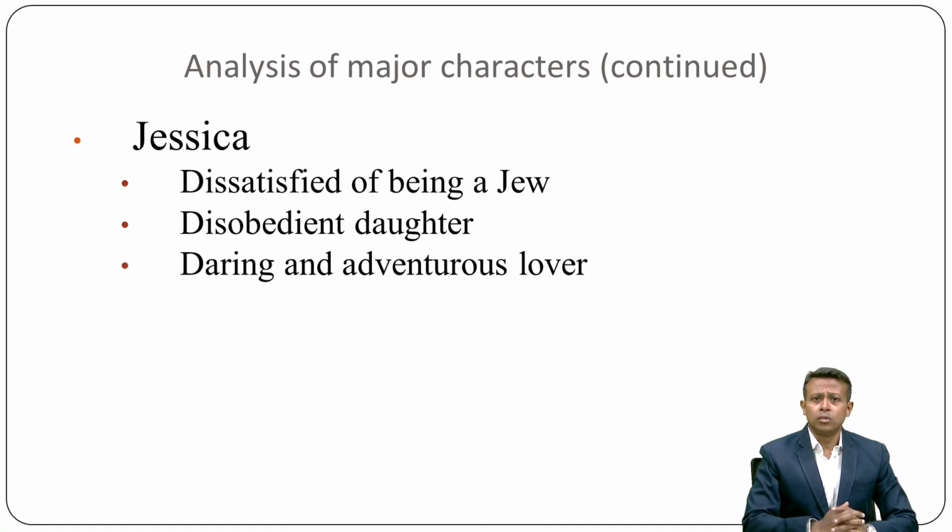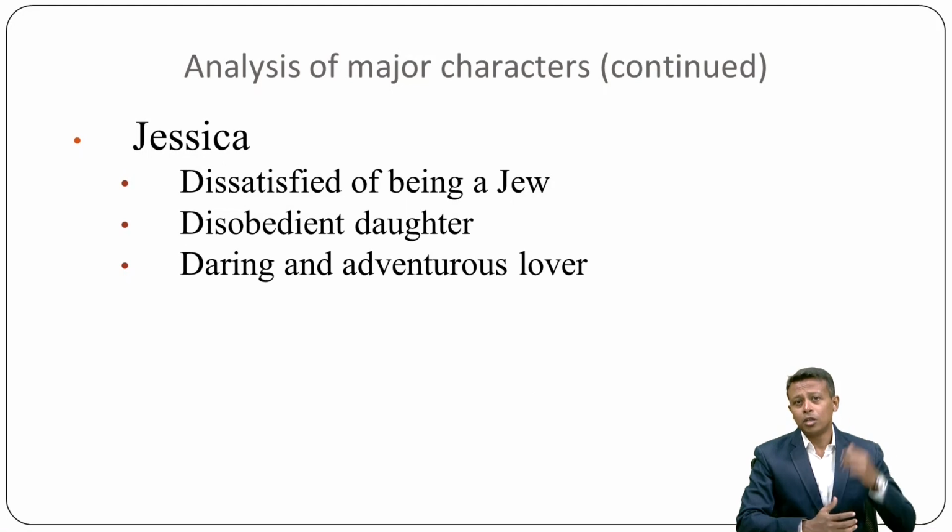And that ring was very dear to Shylock, and Shylock gave it to Jessica. Jessica, in return of a monkey, she wanted to buy a monkey. In exchange of the monkey, she gives the ring away, which is absolutely humiliation to Shylock. So she's a disobedient daughter.